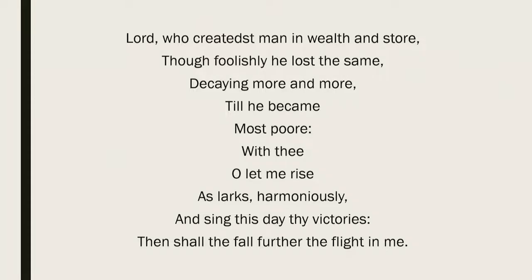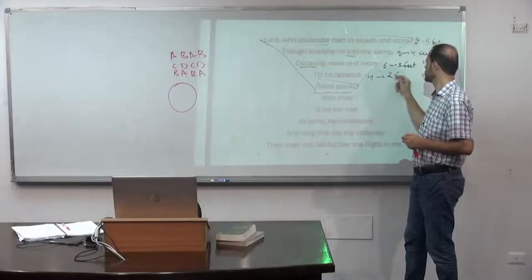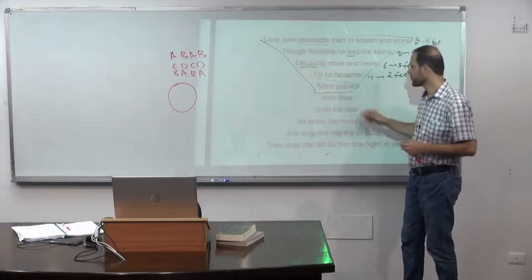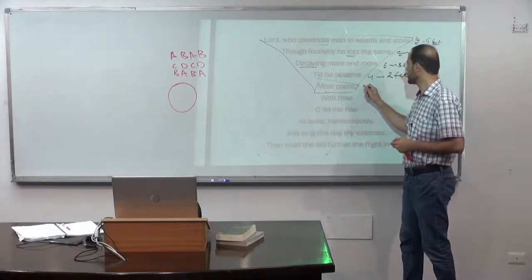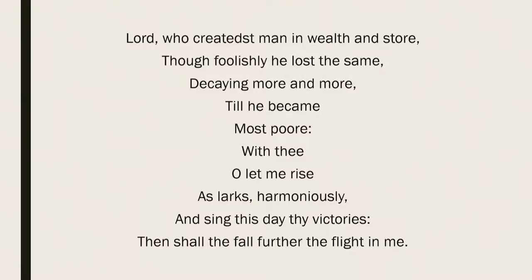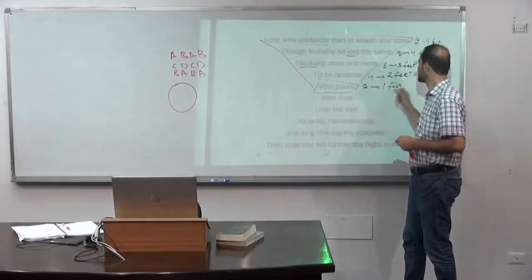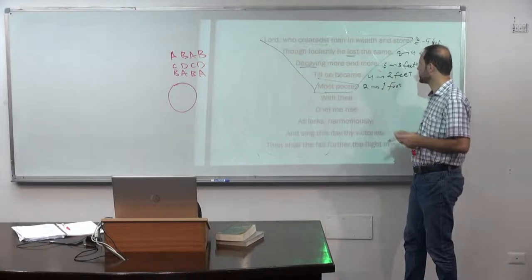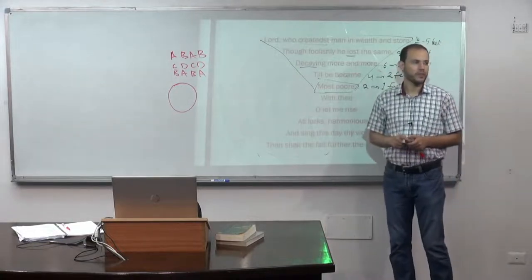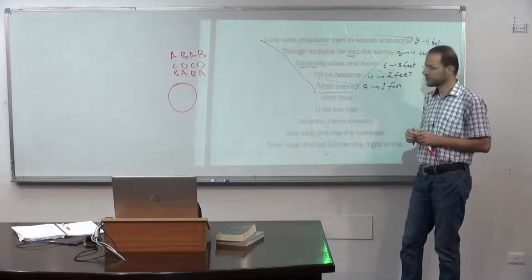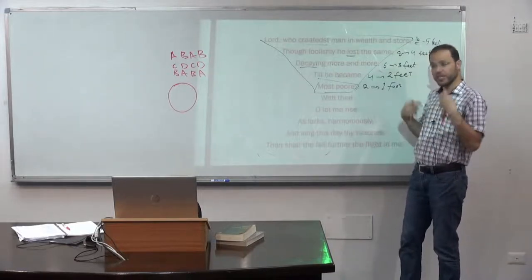That's 4 syllables, thank you very much. 2 feet. And then finally, most poor, 2 syllables, meaning 1 foot. It's always tricky going from feet to foot. Interesting, very systematic. And then something happens.